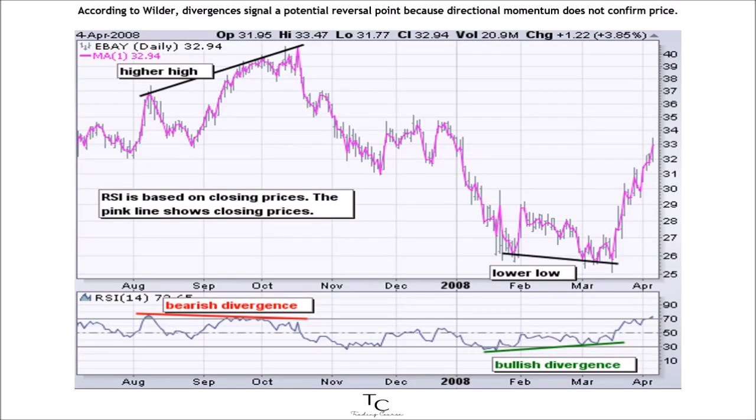According to Wilder, divergences signal a potential reversal point because directional momentum does not confirm price. A bullish divergence occurs when the underlying security makes a lower low and RSI forms a higher low. RSI does not confirm the lower low and this shows strengthening momentum. A bearish divergence forms when the security records a higher high and RSI forms a lower high. RSI does not confirm the new high and this shows weakening momentum.